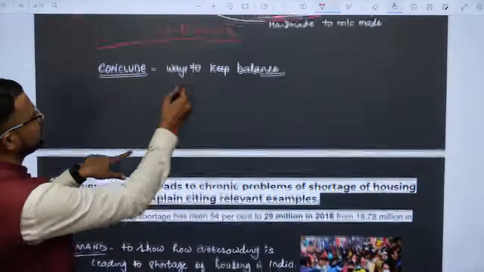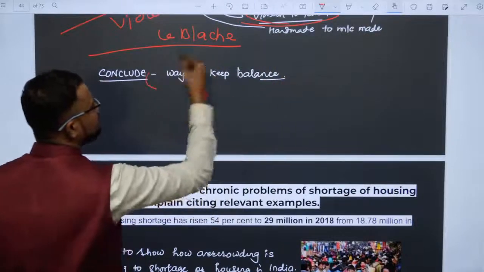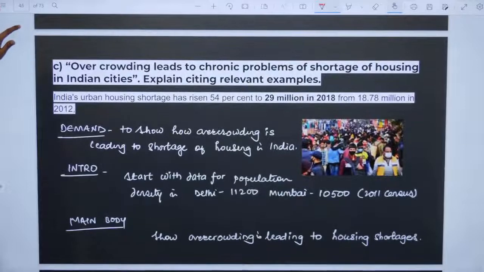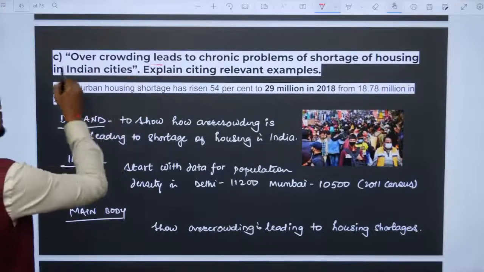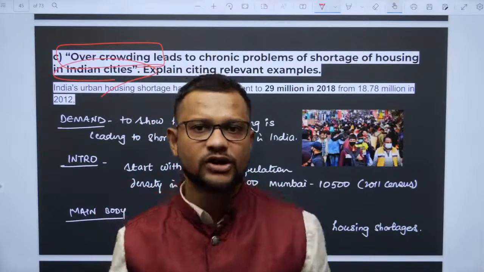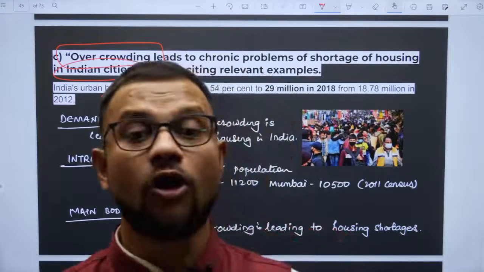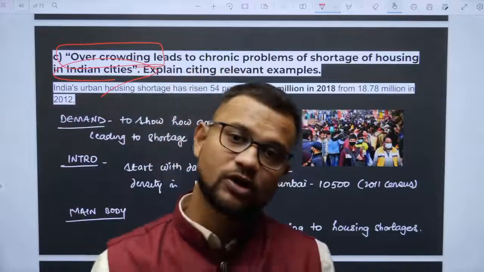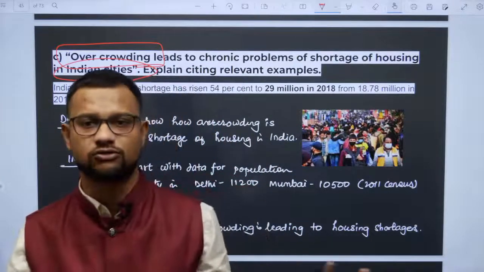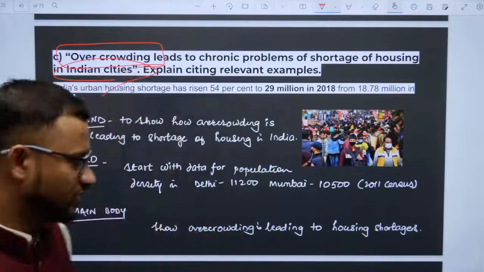And in conclusion, yeah, way to keep this balance maintained, right? Then this is the most common problem, and it is about Indian cities. Even though it is paper 1, but UPSC has reserved all right कि वो पेपर 2 का क्वेश्चन पेपर 1 में भी पूछेंगे, पेपर 1 का क्वेश्चन पेपर 2 में भी पूछेंगे, सेक्शन A and B also, right? So UPSC has the right to do all this.